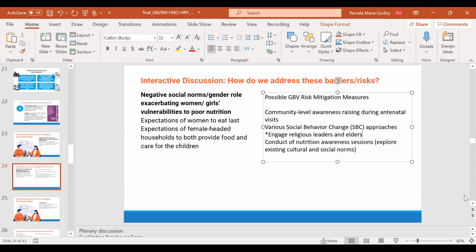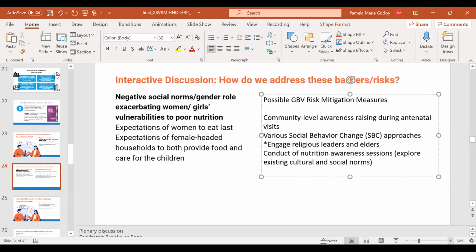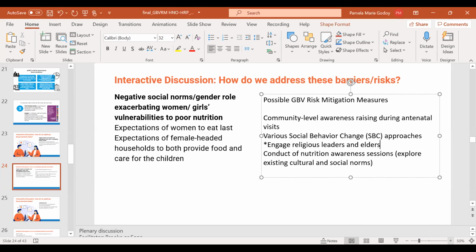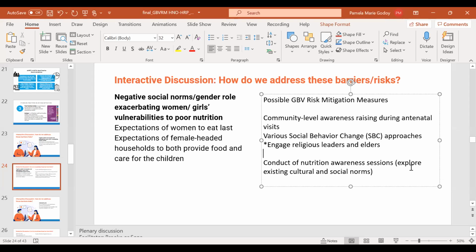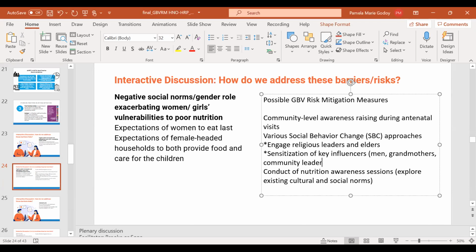With our response, what we did so far is creating awareness using different tools, discussion guides and dialogues at community level, and creating awareness among men and women so that women and girls' nutrition will be improved, and they can be considered as household members who need to eat like the other members of the household. So we are doing such community level awareness activities. Thank you. Over to you, Brooke.